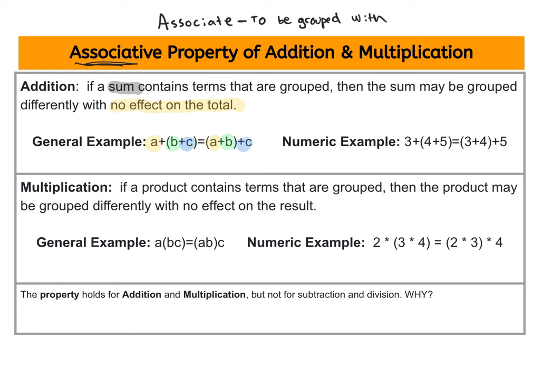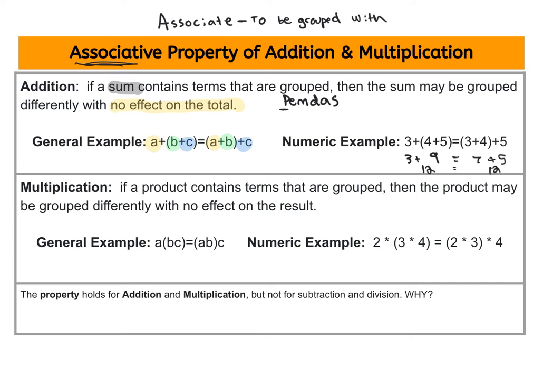And the reason this works is because of order of operations, which I always think of as PEMDAS, with that P meaning parentheses first. So let's do this numeric example. Here we have 3 plus, and then grouped, 4 plus 5. So order of operations says that this is actually 3 plus 9, and is equal to, in this case, 3 plus 4 are grouped. They are associated. Therefore, we have to do that first. So that is 7 plus 5. And these are equal because they both equal 12.